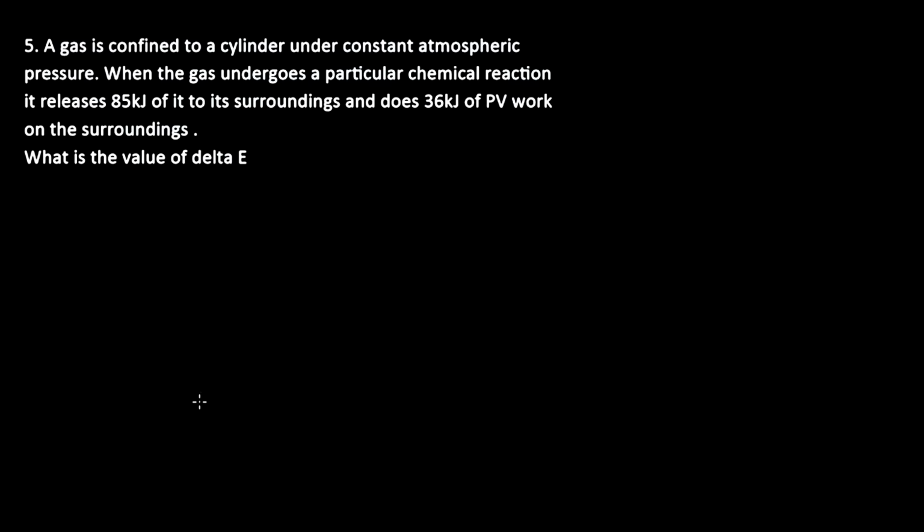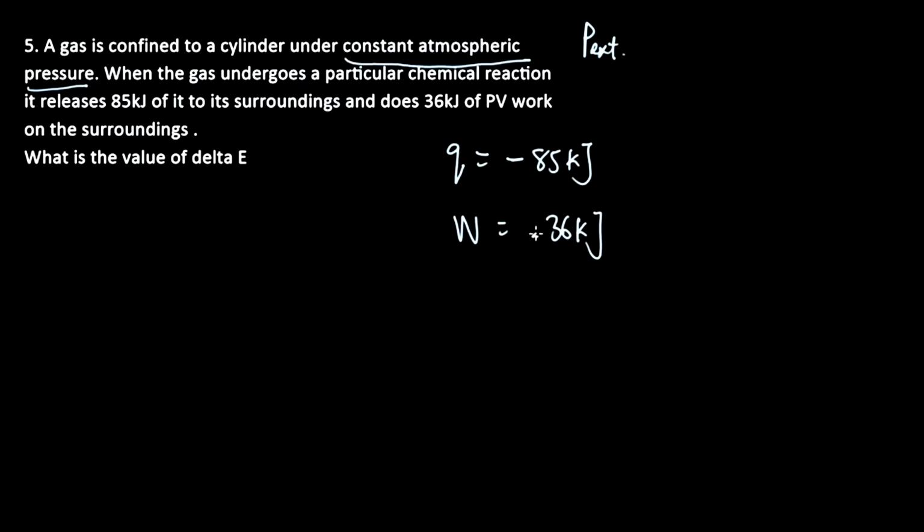Alright, so looking at this question, the gas is confined to a cylinder under constant atmospheric pressure. So the atmospheric pressure is constant, so it's the same thing as P external being constant, right? When the gas undergoes a particular chemical reaction, it releases this amount of heat to the surrounding. So Q equals negative 85 kilojoule because it's losing heat into the surrounding, and it does work of 36 kilojoule on the surrounding. So this is also negative. This heat is released to the surrounding, and this work is done on the surrounding.